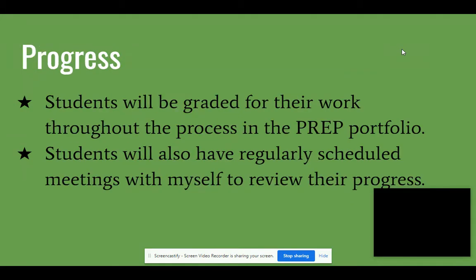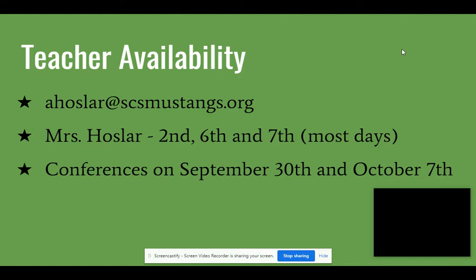Throughout the year, students are going to be graded for their work throughout the process in their prep portfolio. Their prep portfolio is where they're going to record the sources that they read, the method that they use, the data that they collect, their analysis of that data, meetings that they have with myself, anything related to their process. And then students are also going to have regularly scheduled meetings with myself to review their progress and to continue facilitating and guiding them in writing their paper.